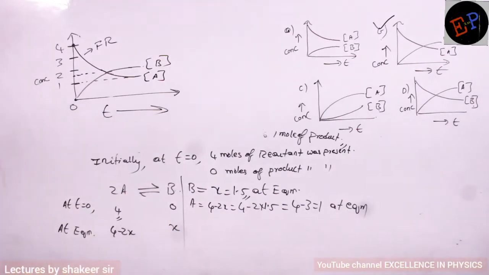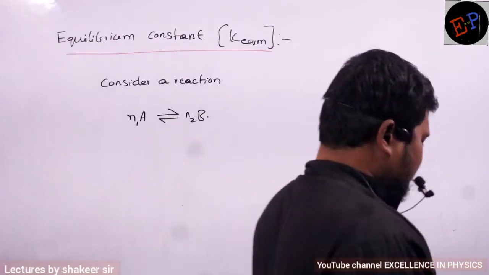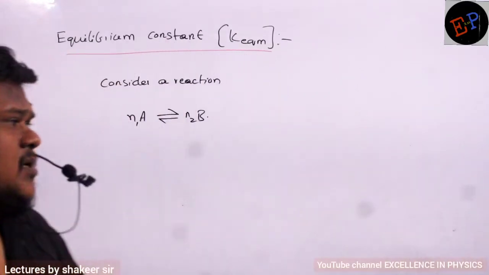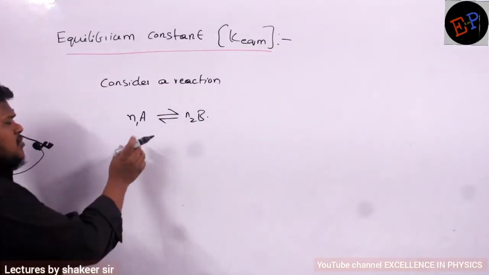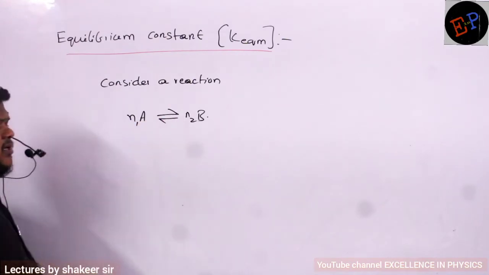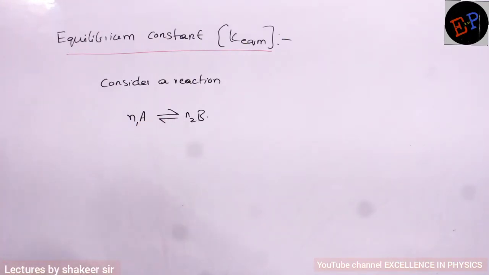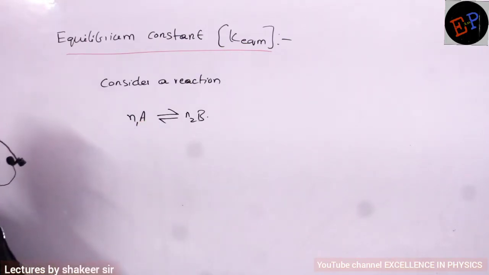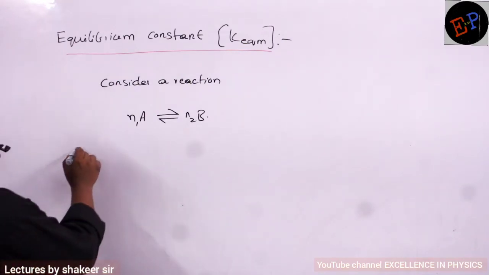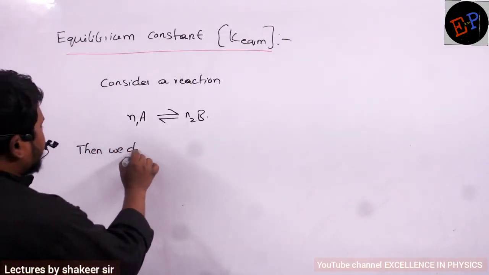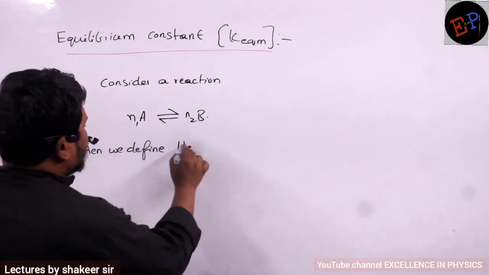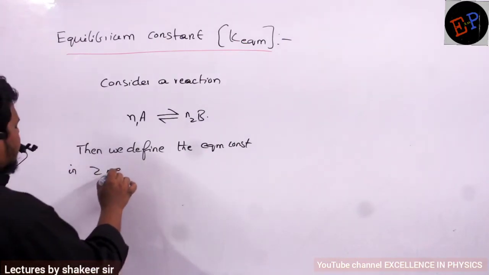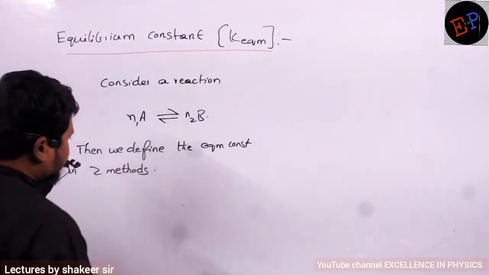Fine? That's it. Okay, so next we are studying about the constant of equilibrium, which is called the equilibrium constant. Consider this is a reaction: N1 moles of A is converting into N2 moles of B. So here the stoichiometric coefficient of reactant is N1, and stoichiometric coefficient of product is N2. Then we define the equilibrium constant in 2 methods.